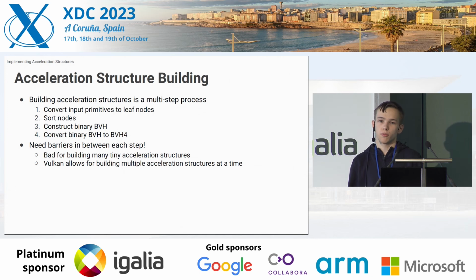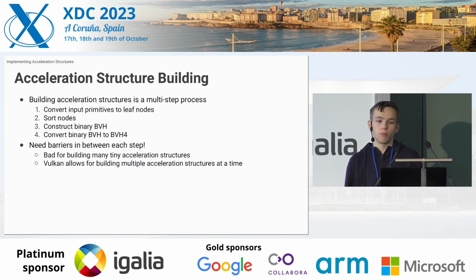And the cool thing about Morton codes is that they are constructed in such a way that if you have triangles that are close together in space, their Morton codes will also be numerically close. So if you then sort all of your nodes by these Morton codes, you will have nodes that are close together in space also be close together in memory. And that's useful for further BVH building.